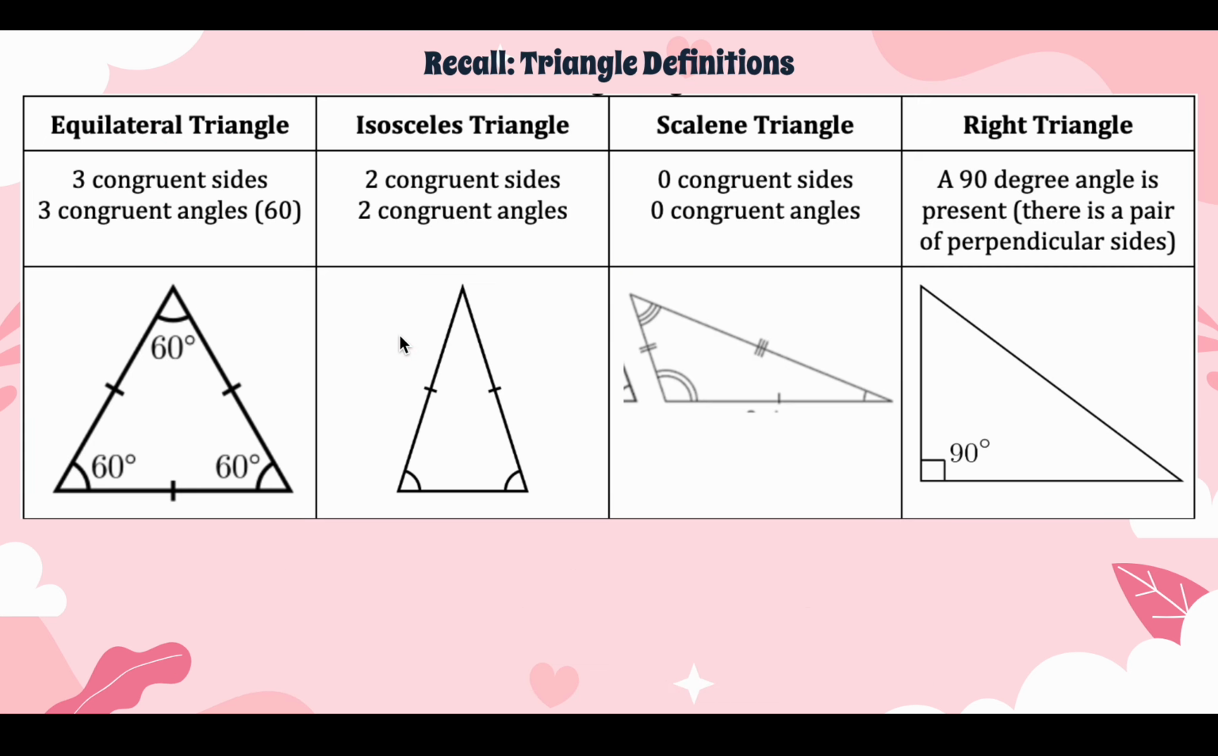So recall some of these triangle definitions that we've dealt with a little bit. We have equilateral triangle, isosceles triangle, scalene triangle, and right triangle. Now, for equilateral triangle, we have 3 congruent sides and 3 congruent angles, all of which are 60 degrees. For an isosceles triangle, we have 2 congruent sides and 2 congruent angles. Scalene triangle is 0 congruent sides and 0 congruent angles. And then a right triangle, it could be a mix. It could be a right isosceles triangle or a right scalene triangle. But the right aspect of it means that we have a 90-degree angle that is present, which further means that we have a pair of perpendicular sides.